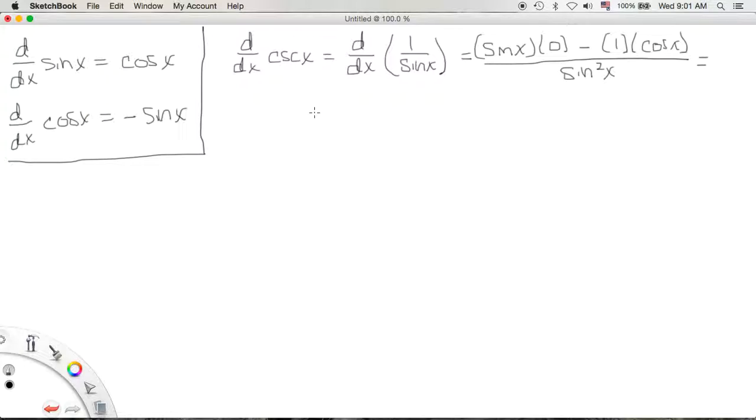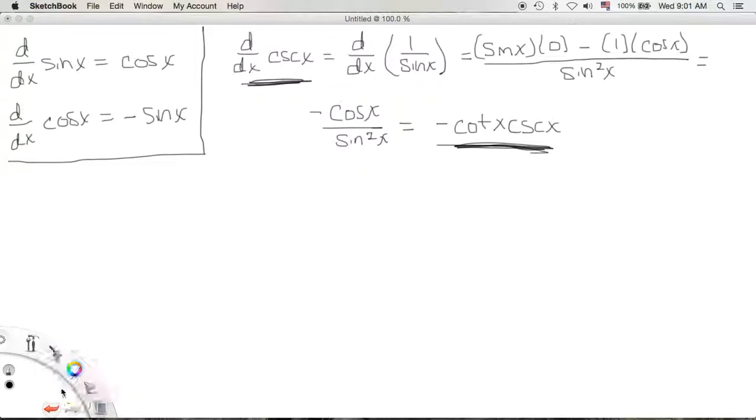So we have negative cosine x over sine squared x, which you can simplify to negative cotangent x cosecant x, because cosine over sine is cotangent, and then 1 over sine is cosecant. So the derivative of cosecant is negative cotangent x cosecant x.